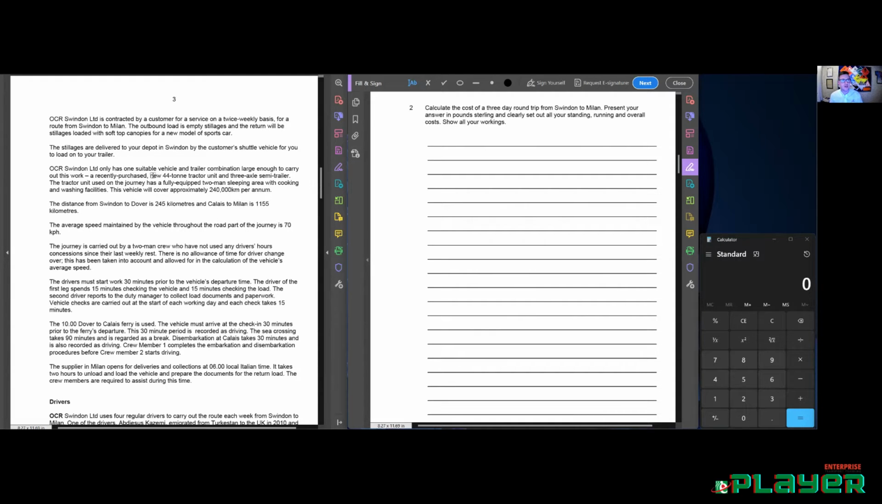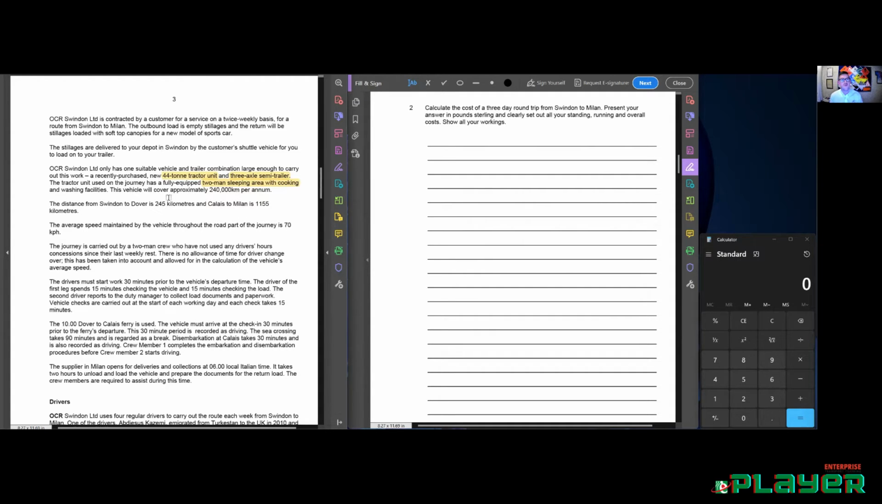A recently purchased new 44-ton tractor unit and 3-axle semi-trailer. I'm highlighting that because it tells me what vehicle is being used on this trip, so I think it might be important to me. The tractor unit used on the journey has a fully equipped 2-man sleeping area with cooking and washing facilities. So the vehicle is able to accommodate 2 drivers.